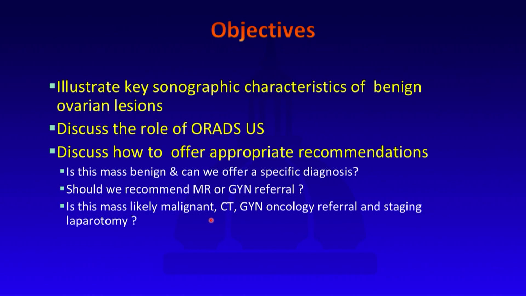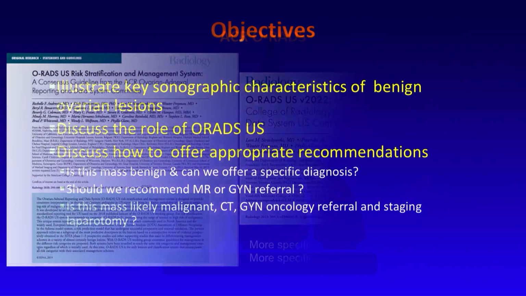So I will illustrate the key sonographic characteristics of benign lesions, discuss the role of O-RADS, and see how we can offer appropriate recommendations. And the recommendations are multiple: either you do nothing, or you get a follow-up ultrasound, or you need an MR, or a GYN referral. And if it's a GYN referral, is that a regular gynecologist who can do laparoscopic removal of the mass if we think it's benign, or are we worried about it and she needs a gynecologic oncologist? That's a different referral pattern. All these things we need to try to put in our interpretation.